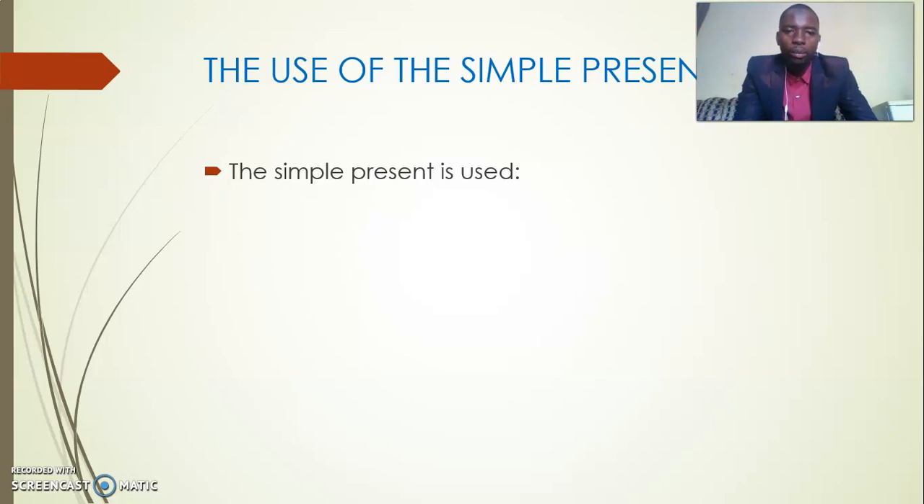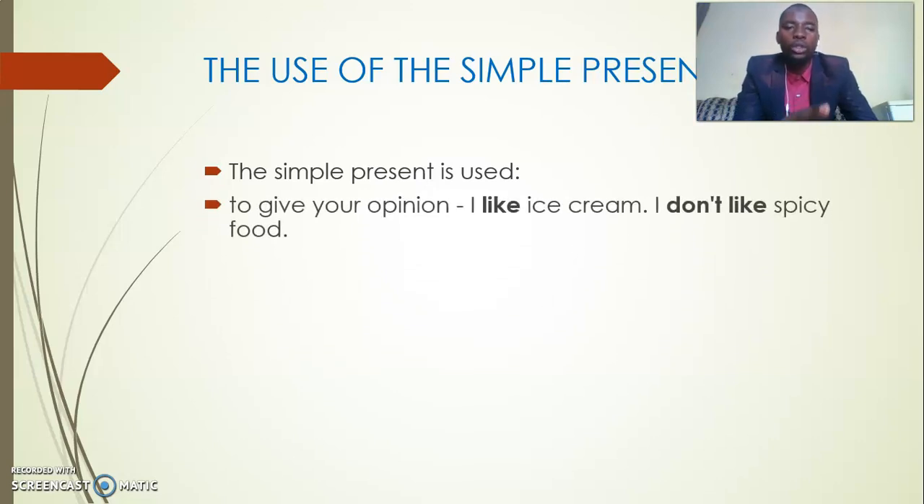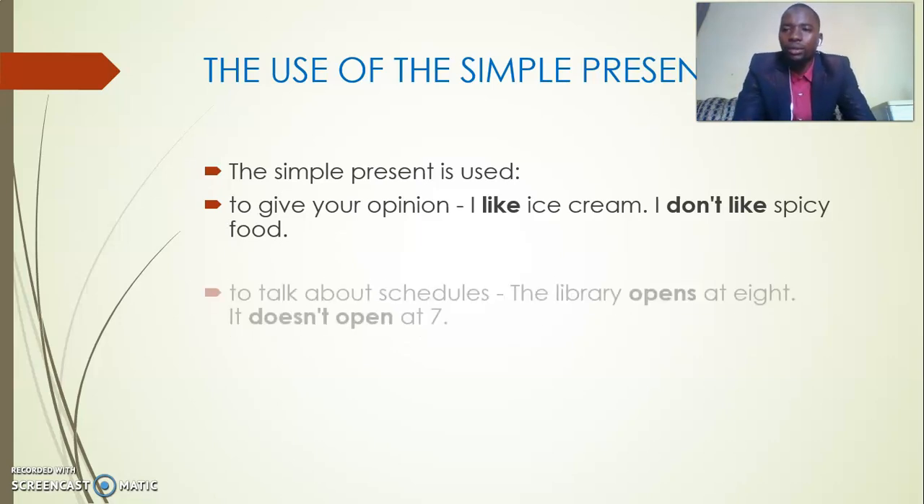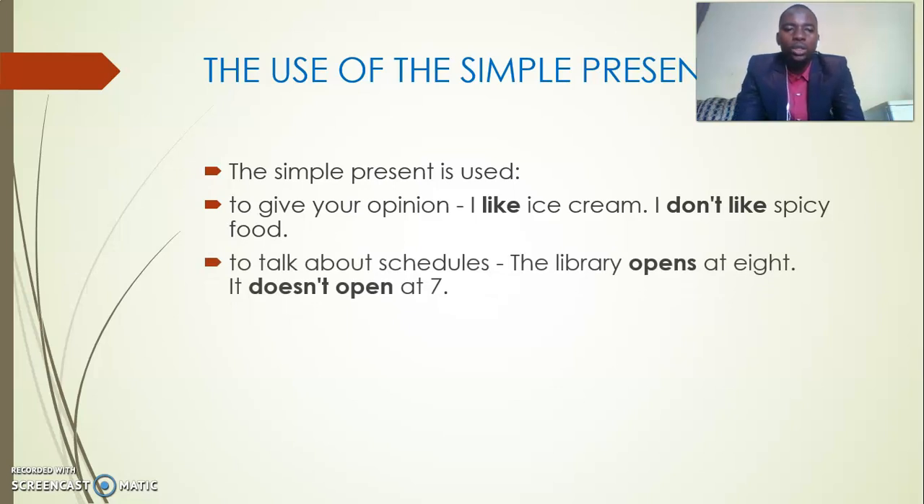The simple present is used to give your opinion. Example, I like ice cream. I don't like spicy food. It is also used to talk about schedules. For example, the library opens at 8. It doesn't open at 7.